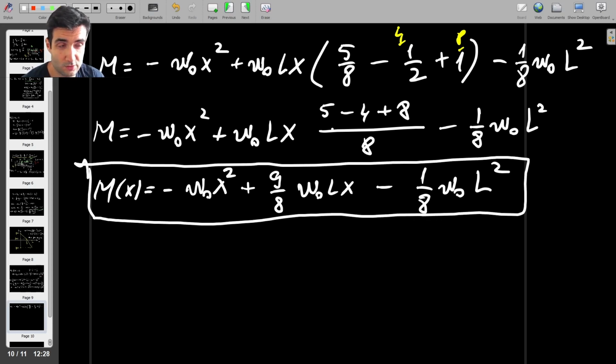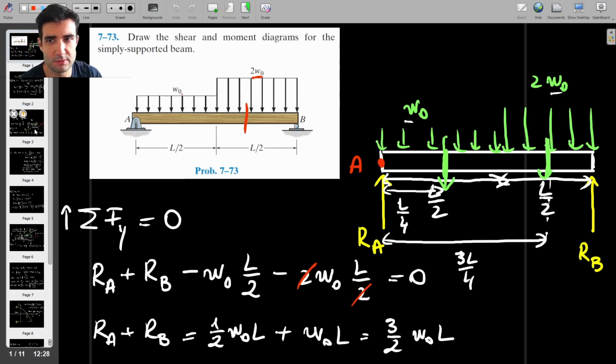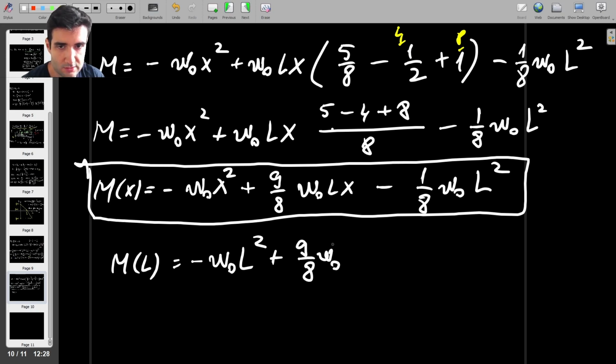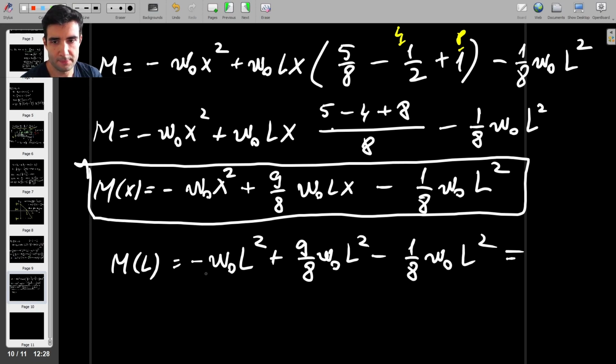To do a quick check, I'm going to find the moment at L. That should be 0 because there shouldn't be any moment on either end of the beam, because this is not a cantilever beam, it's simply supported. So we have minus W naught L squared plus 9 over 8 W naught L times L, so L squared, minus 1 over 8 W naught L squared. So we have minus 1 over 8, which is minus 9 over 8, so this will be 0, which is fine.